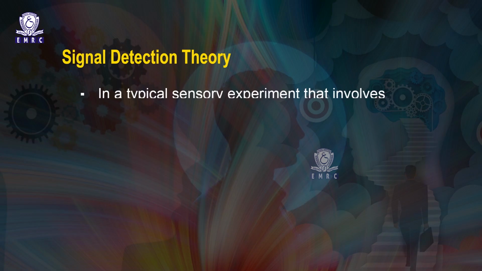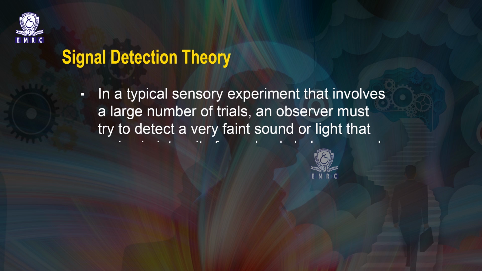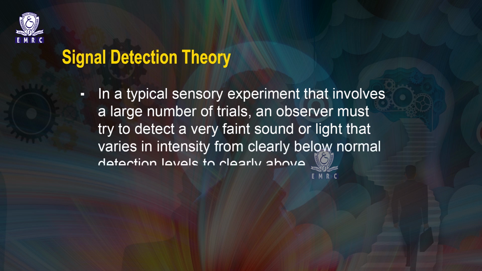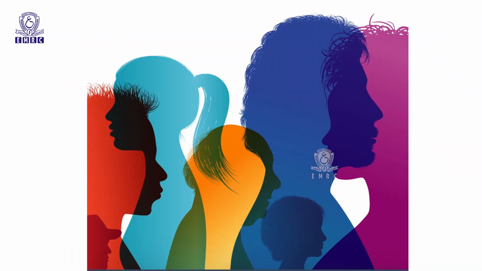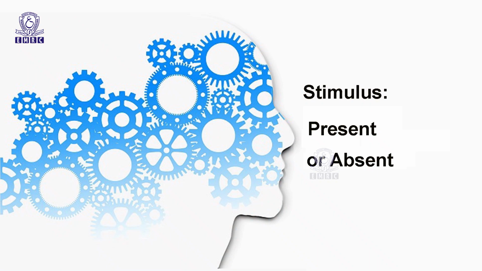In a typical sensory experiment that involves a large number of trials, an observer must try to detect a very faint sound or light that varies in intensity from clearly below normal detection level to clearly above. The person responds positively, that is, there is a stimulus, or negatively, that is, there is no stimulus. There are two possible responses, yes and no. There are also two different possibilities for the stimulus, either present or absent.